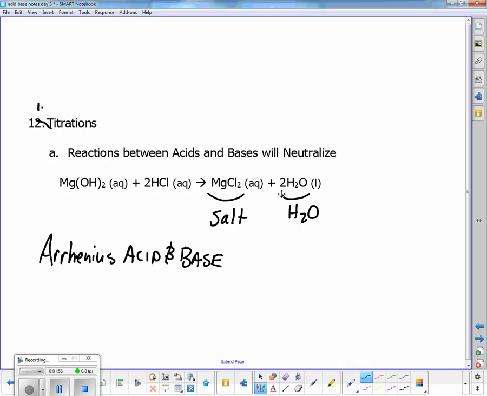So as we're looking at this, which one of these two would be considered my acid, which one my base? Okay, 2HCl would be acid, and then that leaves MgOH to be my base. So we've got an acid and a base yielding salt and water, and that only works when we're with Arrhenius. When we're with Bronsted-Lowry, we always get a charged system, where we get a conjugate acid and a conjugate base. But Arrhenius gives us a salt and water.